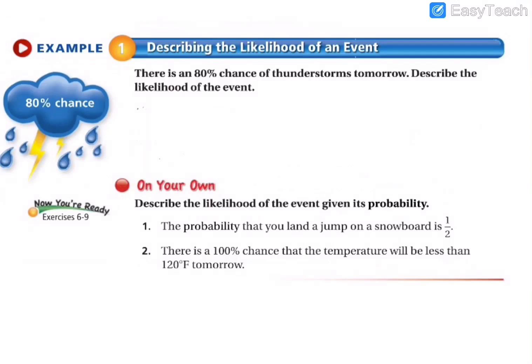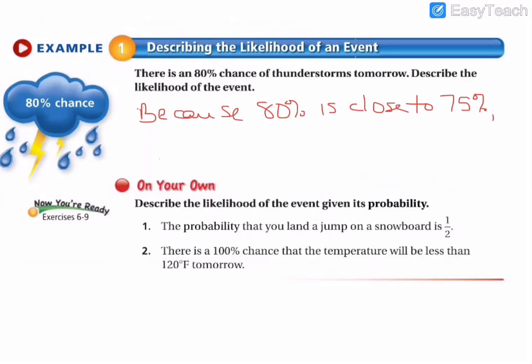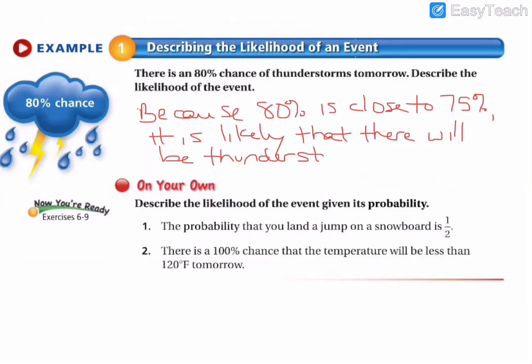Okay, so then that's all you would write. You would just say, because 80% is close to 75%, it is likely that there will be thunderstorms tomorrow.